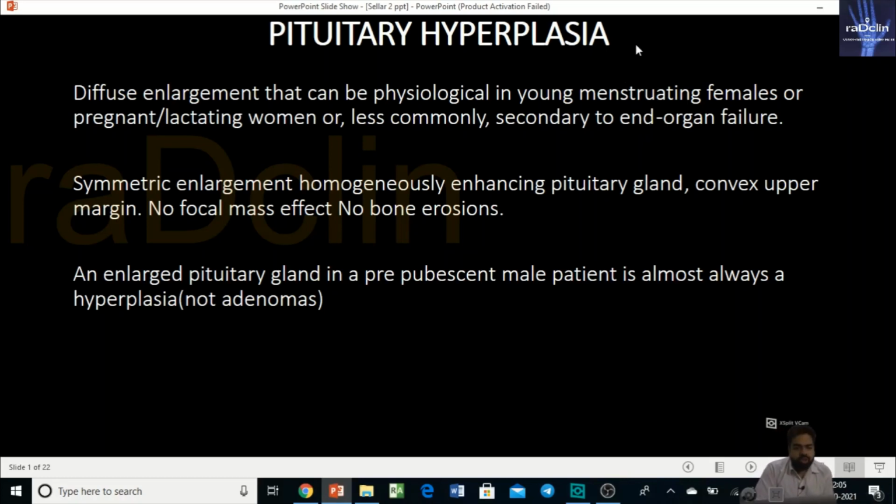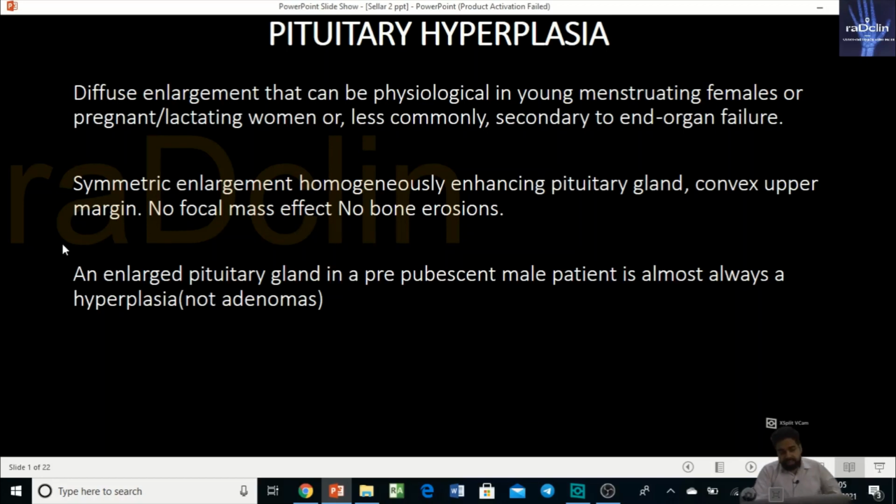So the first topic that we're going to discuss is pituitary hyperplasia. Now, what exactly is pituitary hyperplasia and how is it different from other mass lesions that involve the sellar and suprasellar areas? Pituitary hyperplasia is a diffuse enlargement that can be physiological, seen in young females or pregnant lactating women, or very less commonly secondary to end organ failure. It's basically a symmetrical enlargement of a homogeneously enhancing pituitary gland with a convex upper margin. That is a very important thing. There is no focal mass effect or bone erosion because this is more or less physiological.